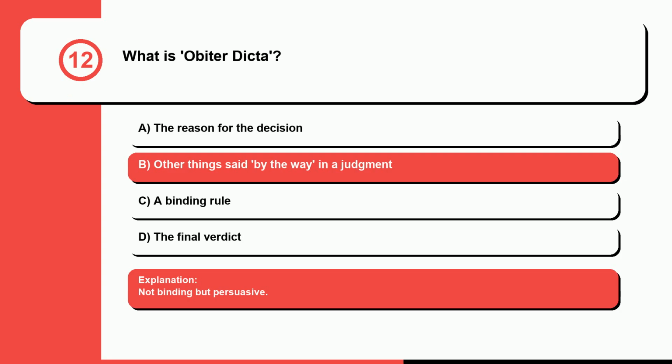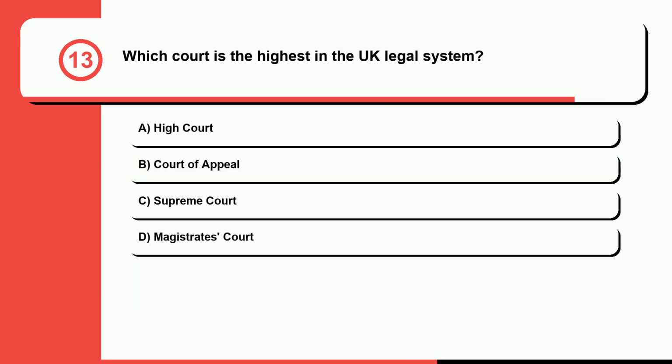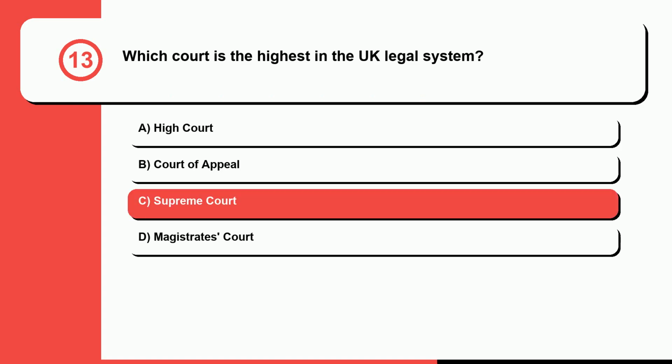Question 12. What is obiter dicta? A. The reason for the decision. B. Other things said by the way in a judgment. C. A binding rule. Or D. The final verdict. The correct answer is B. Other things said by the way in a judgment. Not binding but persuasive.